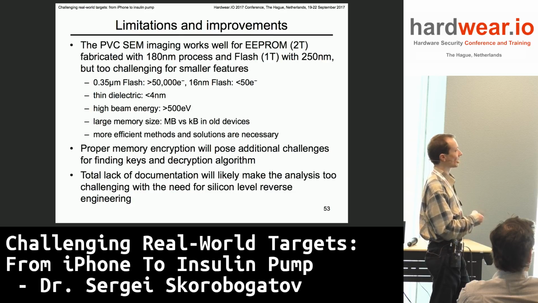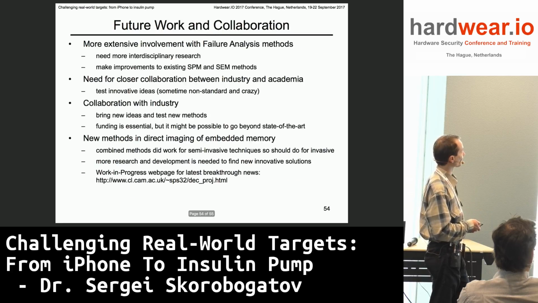But if they used memory encryption, that would be far more difficult, because I would have to find the keys and decryption algorithm. And what made it harder is the lack of documentation. But I was able to find at least some information in the public domain. If there was no information, like with smart cards, that would be absolutely a different story.